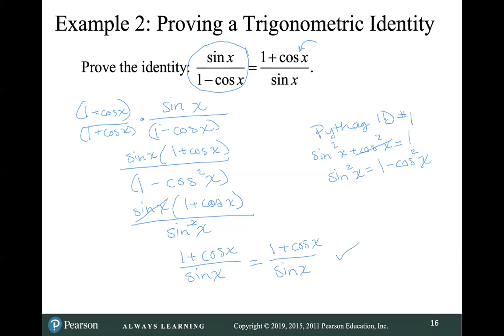If I had instead cosine of x plus 1 divided by sine of x, I would have to do the extra step to write it identically to the right-hand side. Just like in geometry, right? In geometry, when you're doing a proof, if you're doing a 2-column proof, that last line needs to be identical to what you wanted to prove. Okay, we didn't have that in this case. So that is an example of a proof with trigonometric identities.